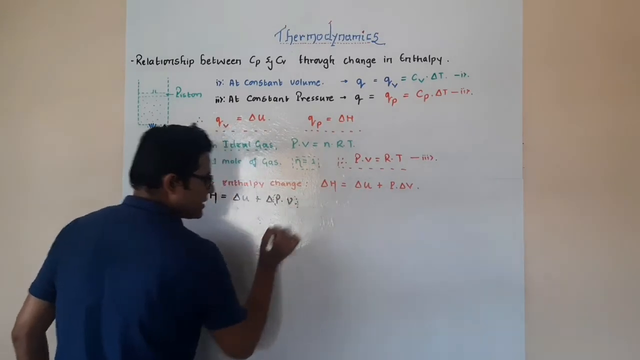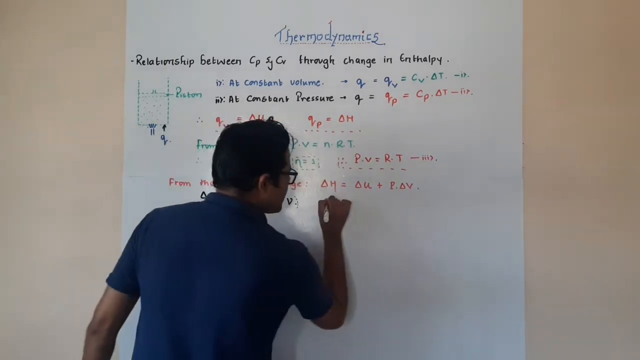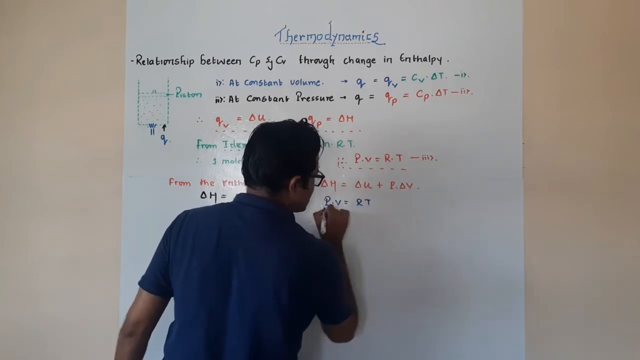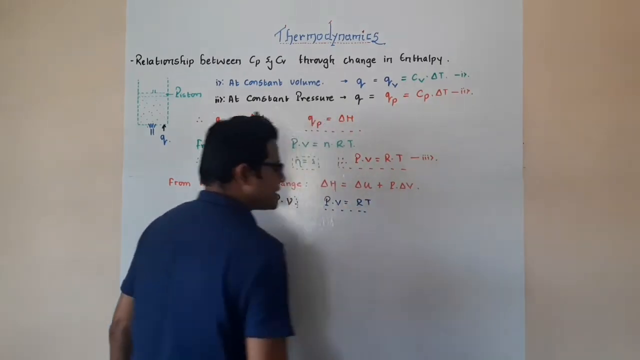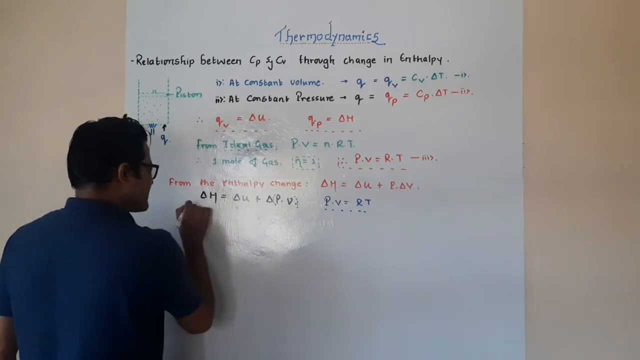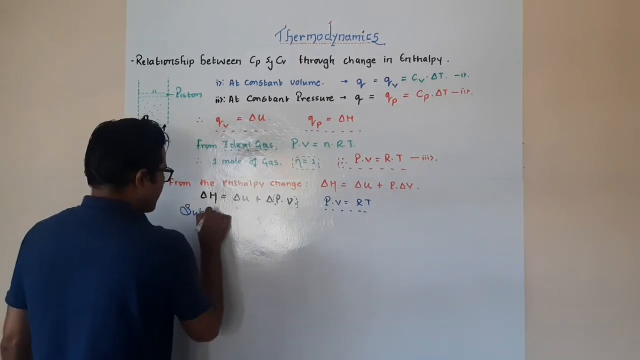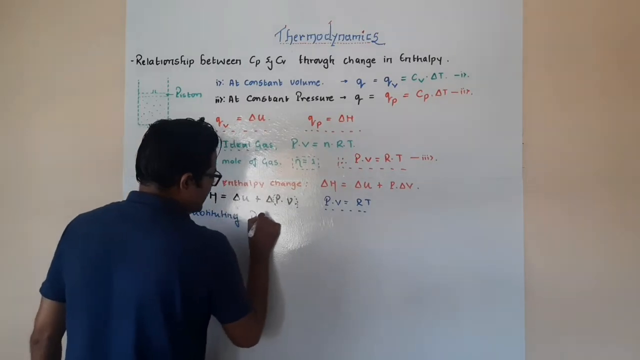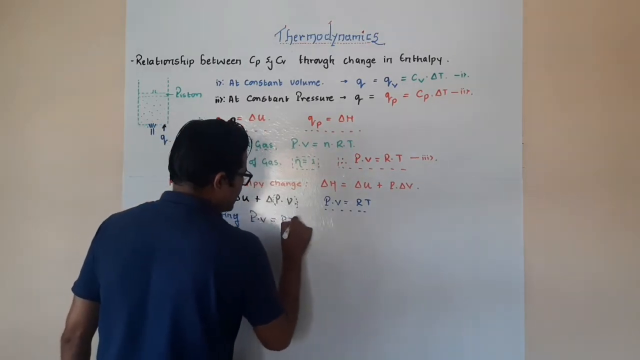So what we have here is P into V. But P into V is equal to R into T as per equation number 3. Correct. So substituting PV is equal to RT.